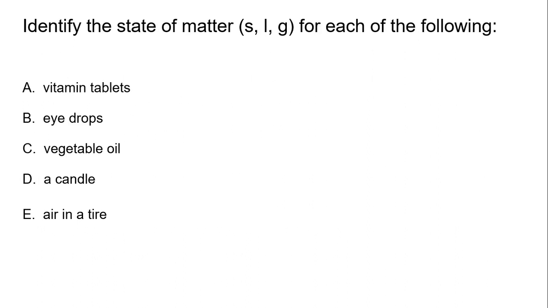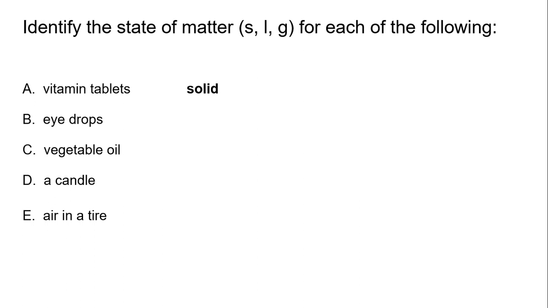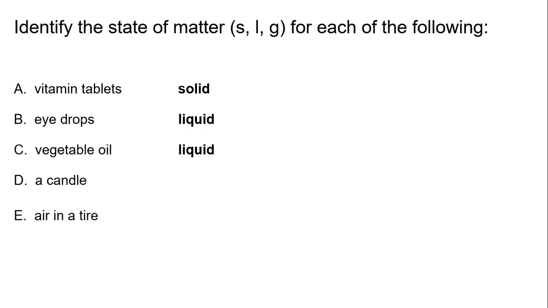Now we're going to identify the state of matter, solid, liquid, or gas, for each of the following. Vitamin tablets, that's a solid. Eye drops, that's a liquid. Vegetable oil is a liquid. A candle. Now, it doesn't say a lighted candle. It says just a candle. So we're going to call that a solid. And air in a tire is a gas.